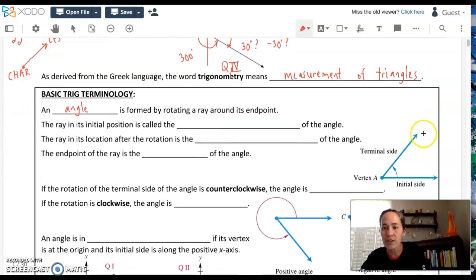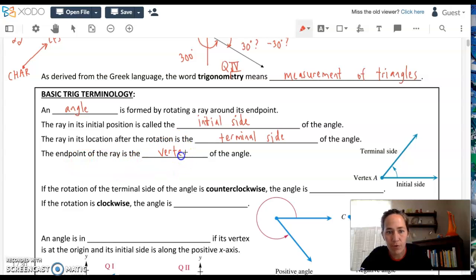So if you took a ray, rotated it around its endpoint, you end up getting an angle. We see an angle here, and you've got some labeling on the 2 sides of it. In its initial position, where you see this horizontal ray coming out from that vertex, that's called the initial side of the angle, what you start with. And then the ray in its location after you rotate, see this arrow of rotation represents this little acute angle that I'm traveling up, is the terminal side of that angle. The endpoint of the ray is the vertex.